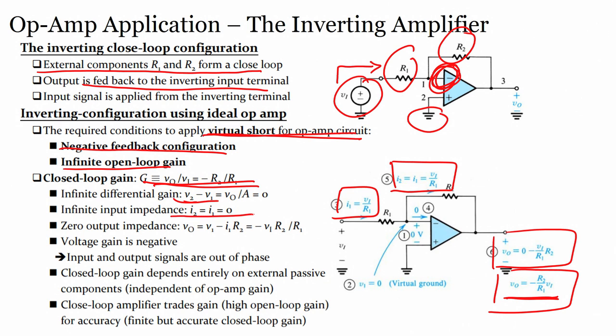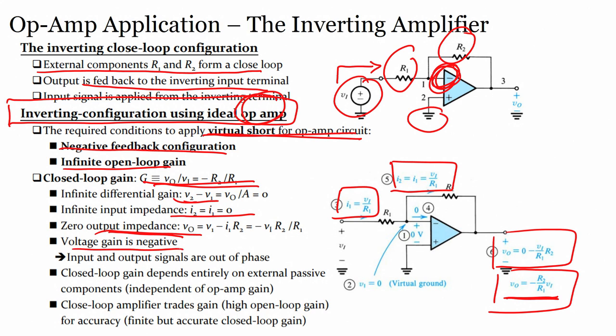Infinite input impedance, I1 equals I2 equals 0. Why? Input impedance is infinite, thus I1 will be equal to I2, which is nothing but 0. Infinite input impedance means current cannot flow, that is why it is 0. This we are talking about inverting configuration using ideal operation amplifier, mind it, here ideal op amp. For a practical op amp, input impedance would not be infinite, it will be extremely high, alright. Output impedance is also 0 for the ideal op amp, but in reality for a practical op amp it would be low, alright, not 0.